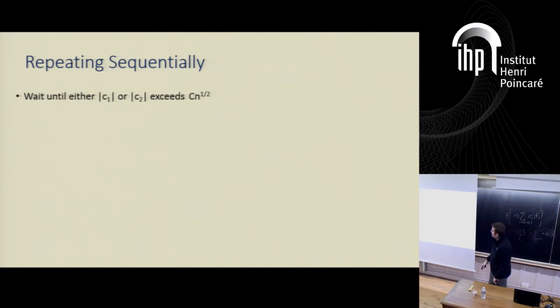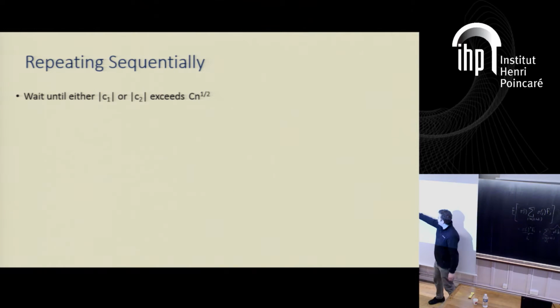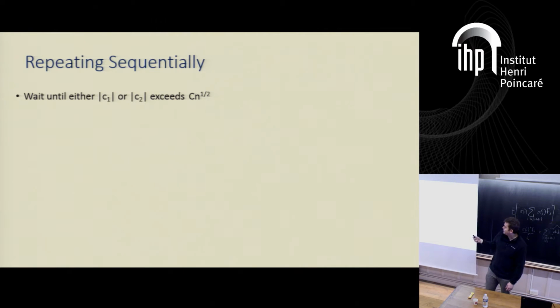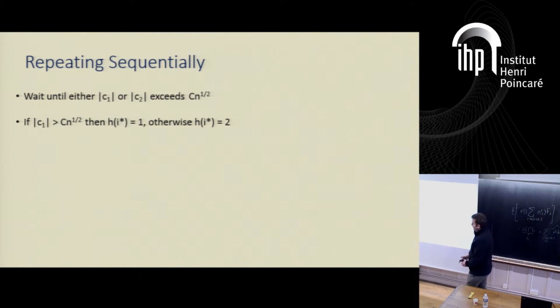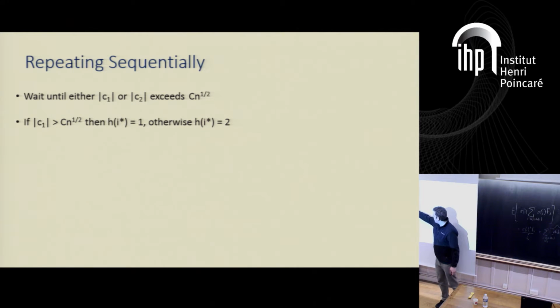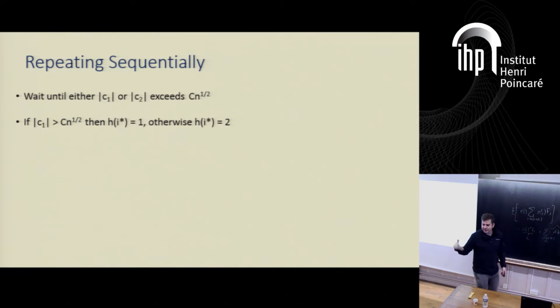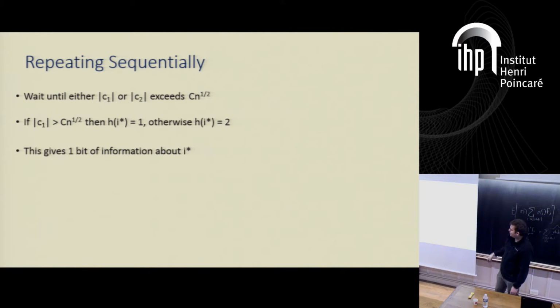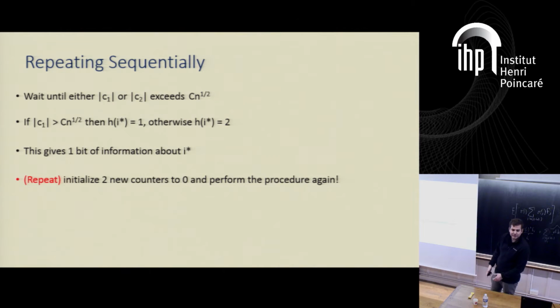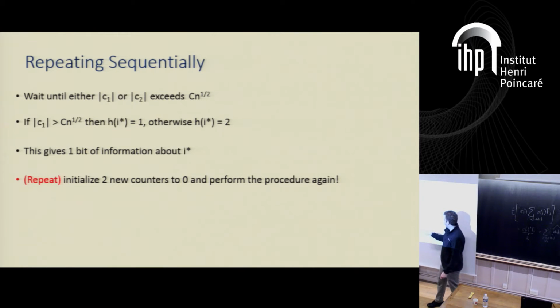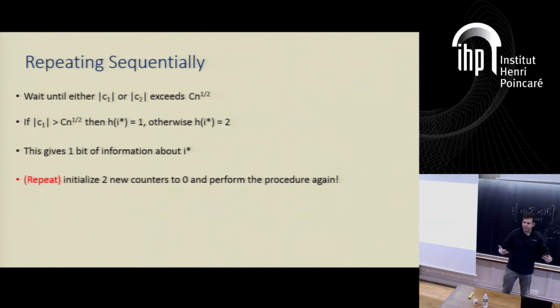Okay, so the idea is we wait until one of these counter magnitudes exceeds c root n. If it's the first counter, then we know h of I star equals 1. Otherwise, it's the second counter, and h of I star equals 2. This gives us one bit of information about I star. And now we just start over. Okay? So what we're going to do is initialize 2 new counters to 0 and perform the procedure again.